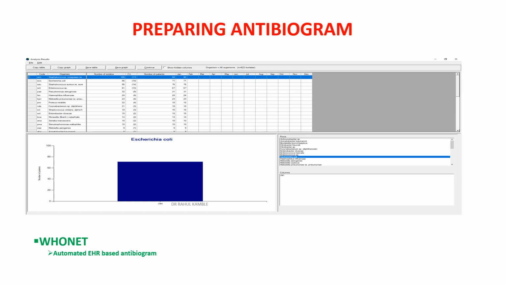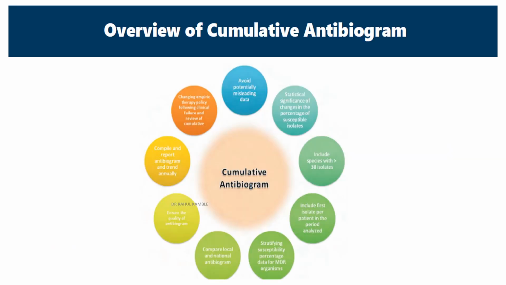Those were the different recommendations. We can also use WHONET, which is an automated, EHR-based tool to prepare an antibiogram, wherein we enter the data and get an automated antibiogram on a periodic basis. The antibiogram should avoid any misleading data. It should have statistical significance and include at least 30 isolates. First isolates should be considered. Final results and the compilation of these results should be done at least annually to prepare an antibiogram. And the empirical therapy policy should be changed following any changes in the antibiogram accordingly.